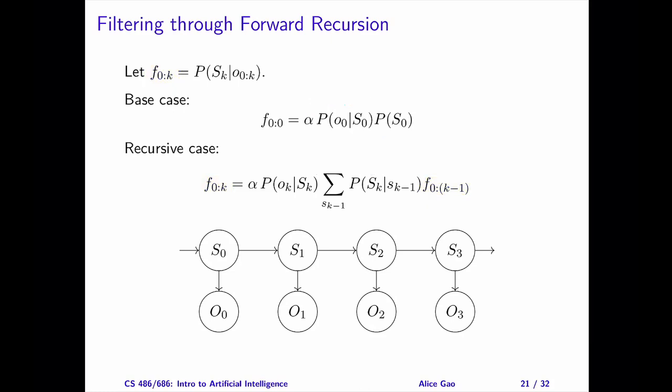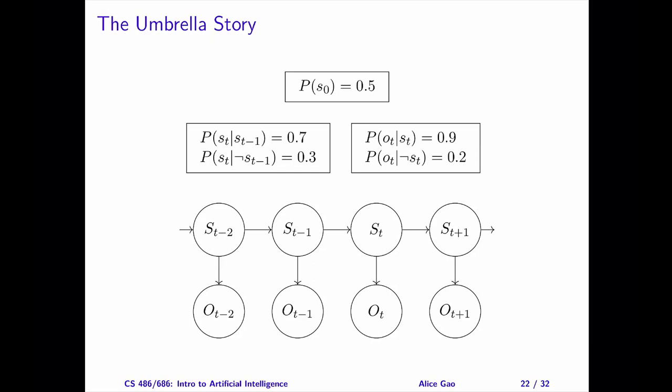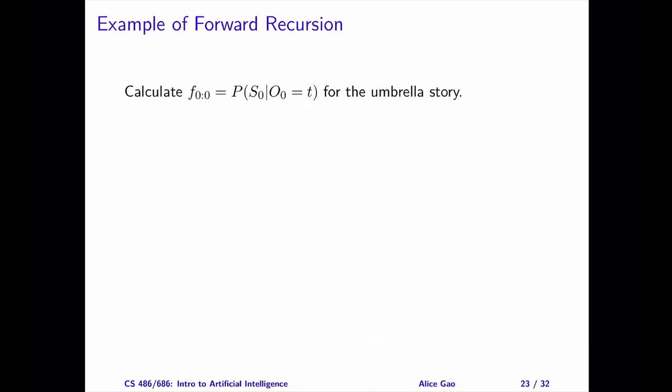It is tricky to use the forward recursion formulas correctly. Let me work through a few calculation examples. Here's our umbrella model again. We'll need these numbers for our examples. First, let me calculate F0 to 0. This is the base case. Assume that the observation on day 0, which is O sub 0, is true. This example only requires you to apply the base rule. However, I want to go through it to show you how the normalization constant works.